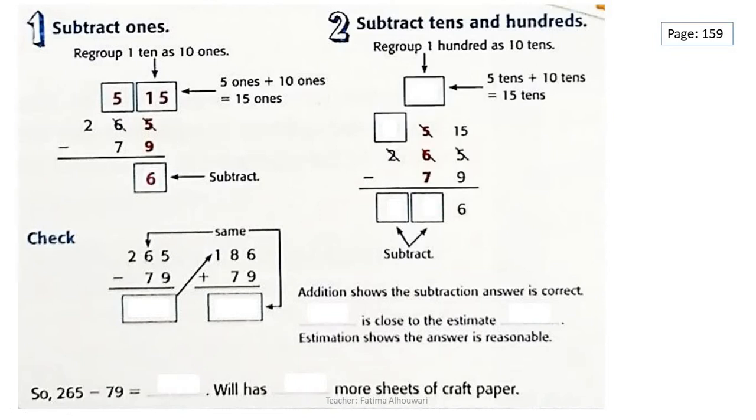Now, the next step is to subtract tens. We have 5. 5 minus 7, we cannot subtract this. So we have to regroup again. Regroup what? We have to regroup hundreds. 100 is 10 tens. So this 2 is going to be 1 and this 5 is going to be 15. So 15 minus 7 equals 8. And the last step is 1 minus 0 equals 1.